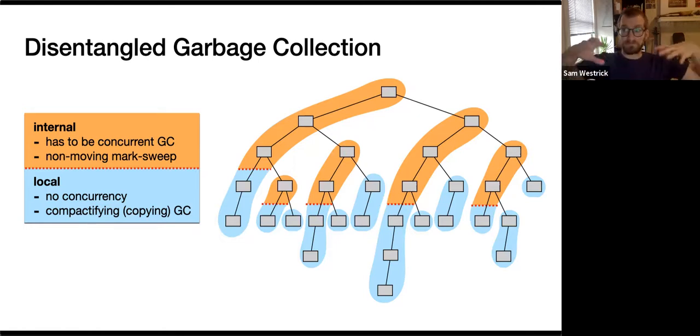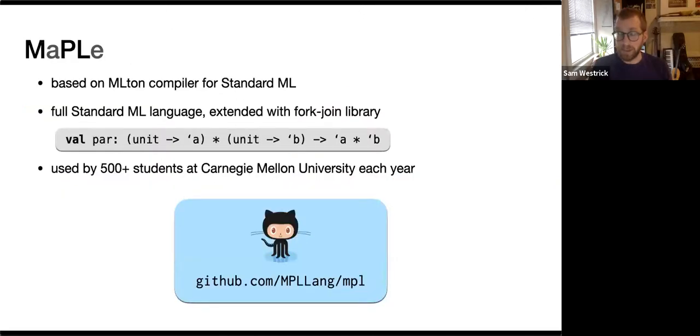Good. So there we go. There's the theory of disentanglement, how to do GC, how to do parallel GC, how to do it in a provably efficient way. We've been implementing this in a compiler called MPL, or Maple, as we pronounce it. It's based on MLton, and it's a compiler for Standard ML.